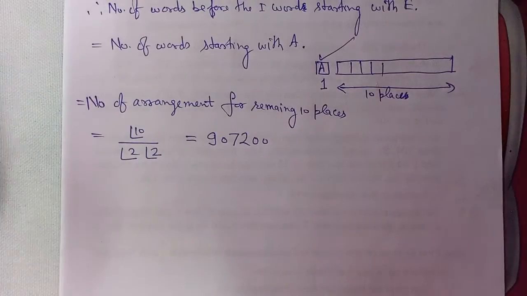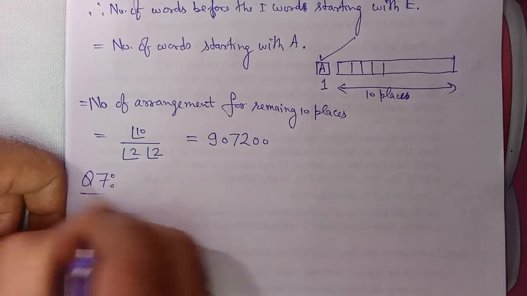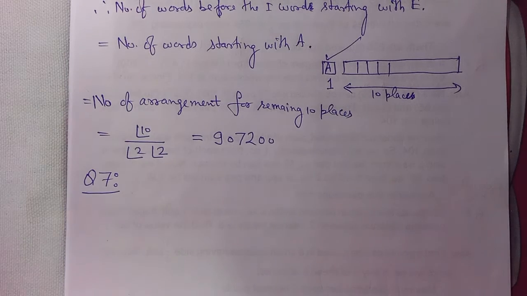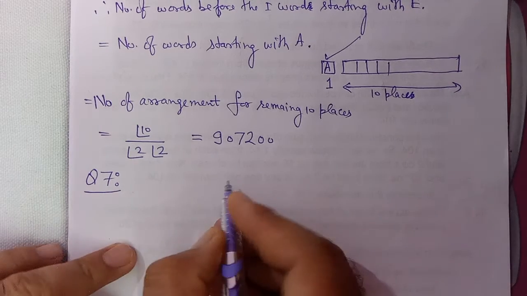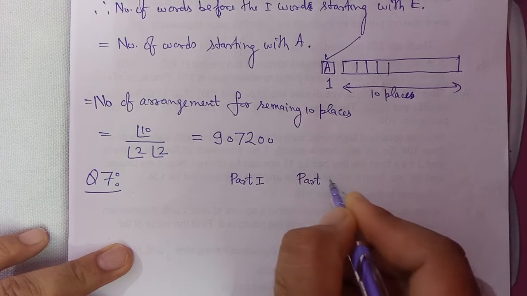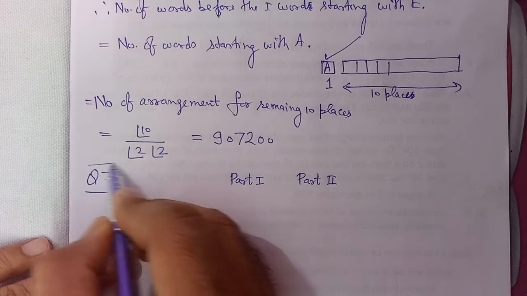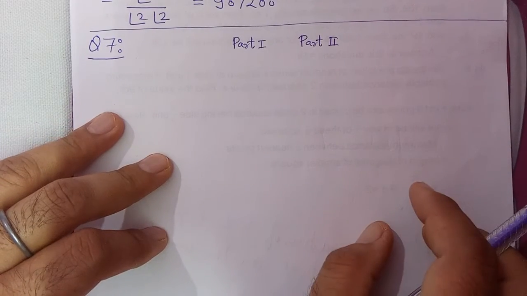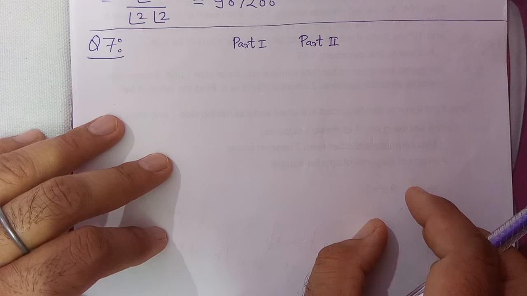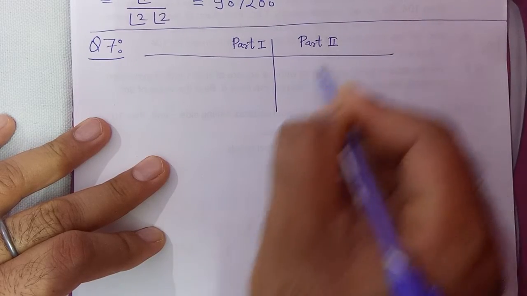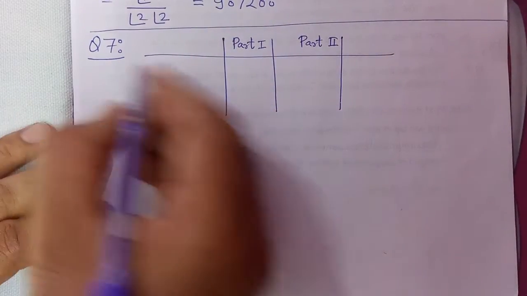Question number 7. In an examination, a question paper consists of 12 questions divided into two parts, part first and part second, containing 5 and 7 questions respectively.